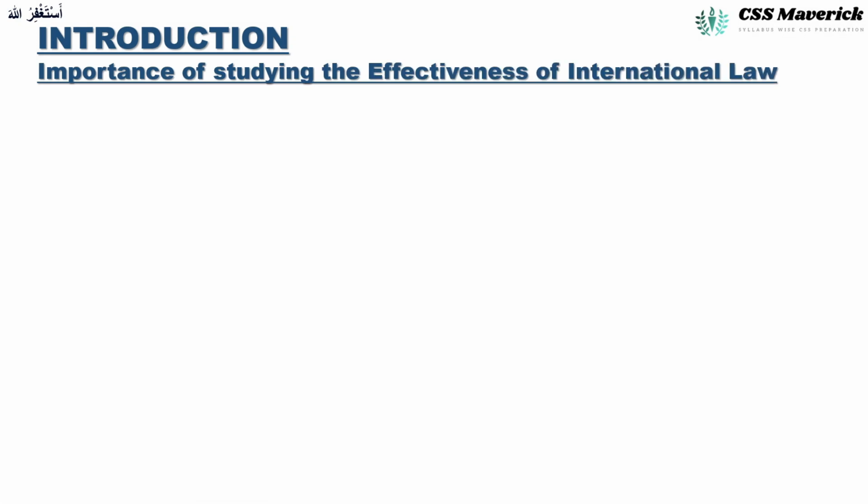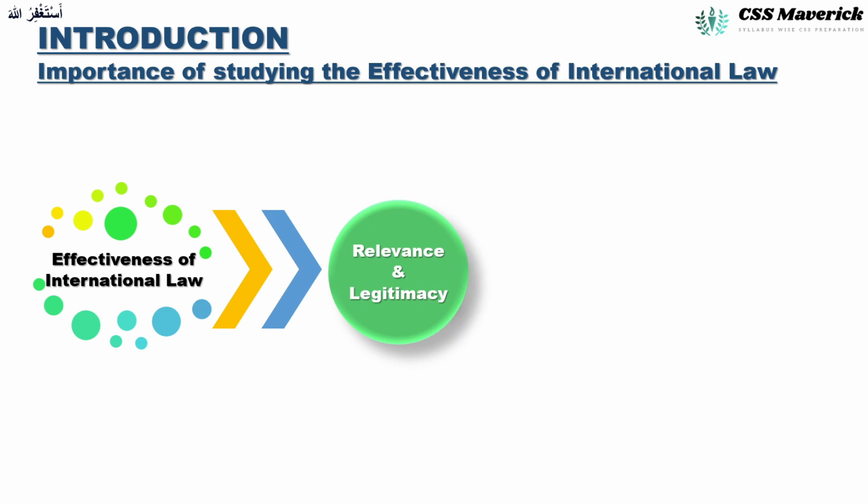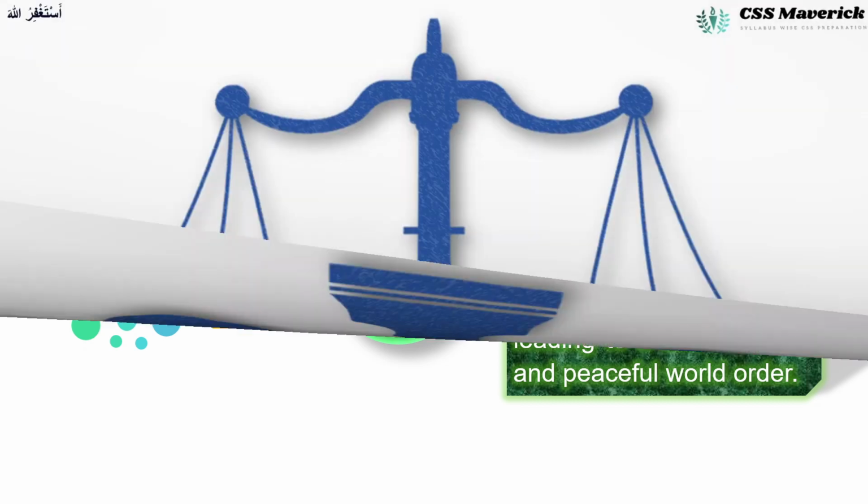Now, the importance of studying the effectiveness of international law. The effectiveness of international law determines its relevance and legitimacy. The more effective international law is, the more likely it is that states will comply with its rules and principles, leading to a more stable and peaceful world order.